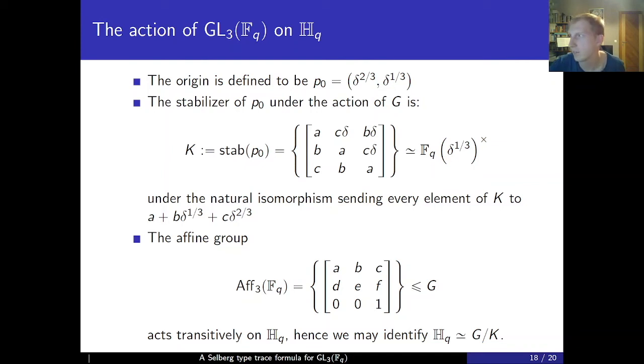If we define the affine group of G this way, where the last row should be 0, 0, 1, then this affine group actually acts transitively on H_q, which implies that G itself will act transitively on the finite upper half space. This means that, just like in the two-dimensional case, we can identify H_q as the quotient space G mod K, and we can call H_q a homogeneous space, and every point in H_q can be identified with a left coset gK in G mod K.